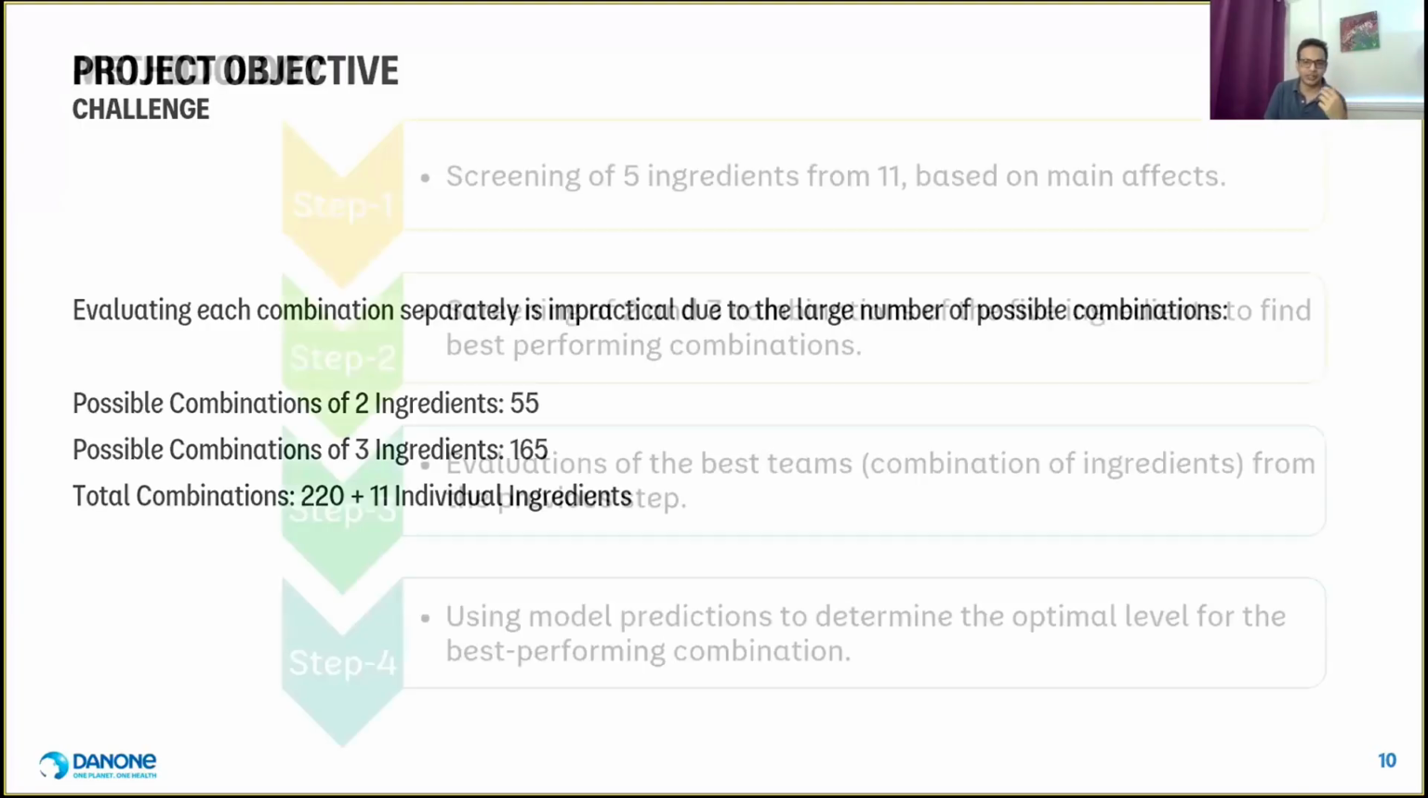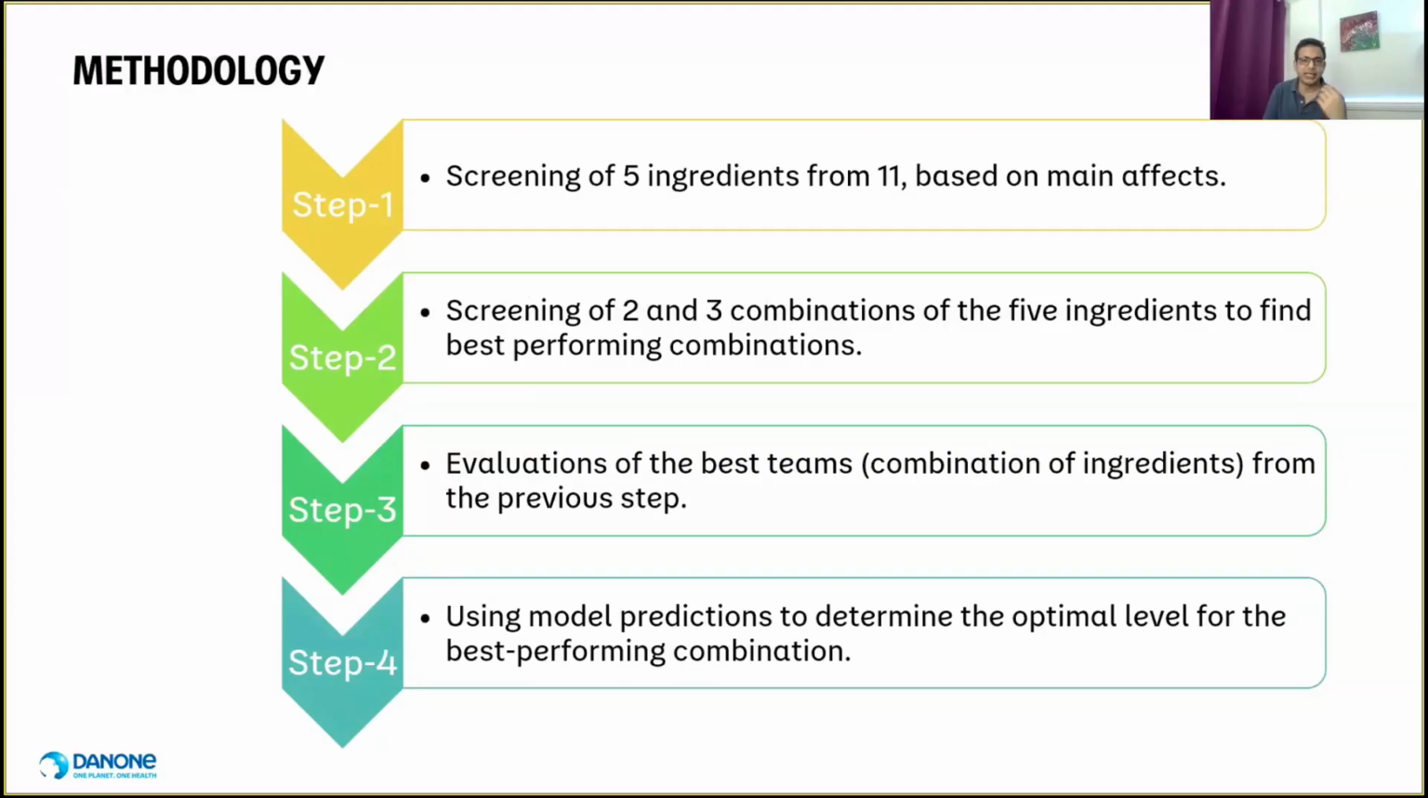So for this, we devised a sequential approach in which we did screening of 5 ingredients from 11, and that we did based only on the main effects. Then from those 5, we screened combinations of 2 and 3 ingredients to find which of these combinations is performing the best. And then in step 3, once we have selected these 2 or 3 combinations together, we find out which of those combinations is performing best. And finally, we reached the modeling part where we use predictions from the model to find the optimal level for those particular ingredients from that particular combination. And we will go into detail for each of these steps.